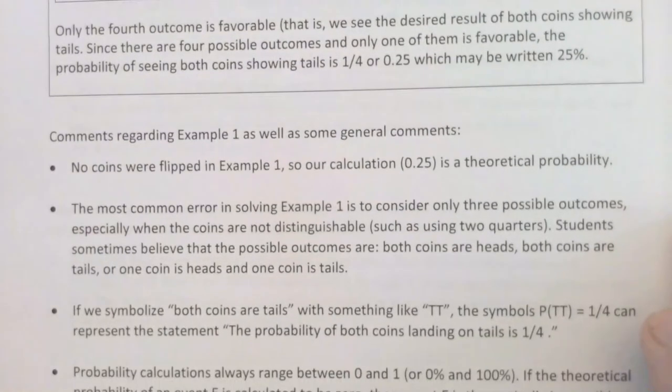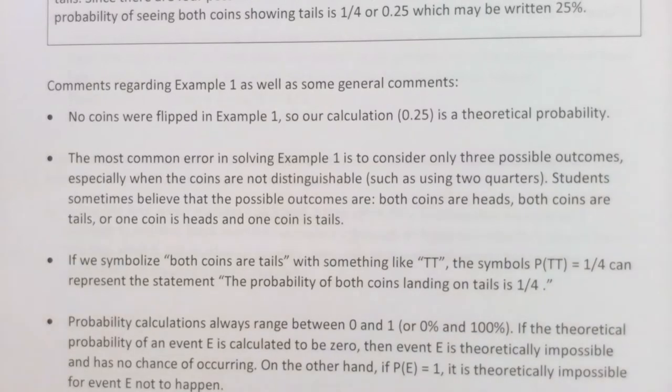Now here's some comments. First of all, as I mentioned, we didn't flip any coins. That's theoretical probability. We didn't do an experiment. The most common error in solving that problem we just solved is that people will say, okay, they're either both heads or they're both tails, or one's heads and one's tails. And they'll say there's three possible outcomes, especially when they're flipping, say, two quarters. And then they'll conclude that the probability of both coins having tails, the favorable outcome, is only 1/3, because they think there's only three possible outcomes when in fact there's four.